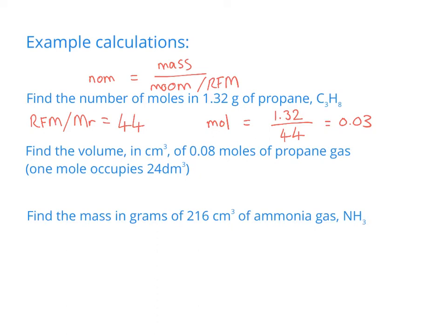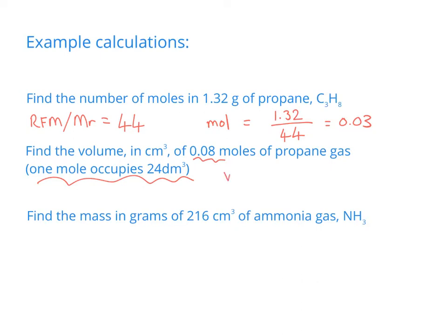Okay, finding the volume in centimetre cubed of 0.08 moles of propane gas. This time I'm trying to find the volume, not the number of moles. So I'm trying to find the real life value, the measurement that I could take. If 1 mole occupies 24 decimetre cubed, and you're stuck on the equation, just roll back and think, well, what would happen if it was 2 moles? It would take up 48 decimetre cubed. So what did I do? I did 2 times 24. So if it's 0.08, I'm going to do 0.08 times 24.